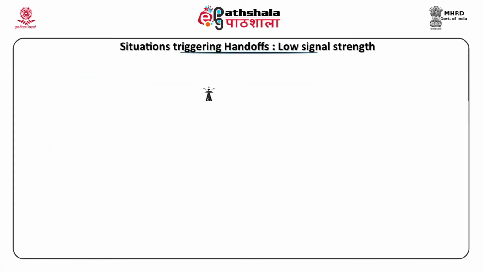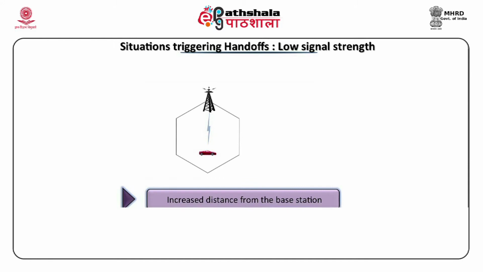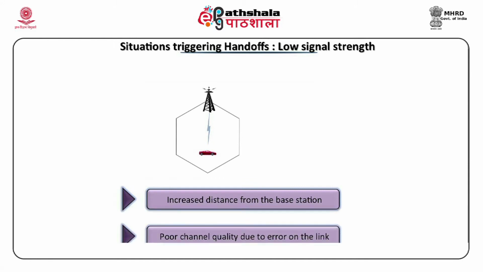We will see what the situations are in which handovers are required. The first situation we just discussed, that is when the mobile device moves out of range of one cell or base station and gets much stronger signals from another base station.